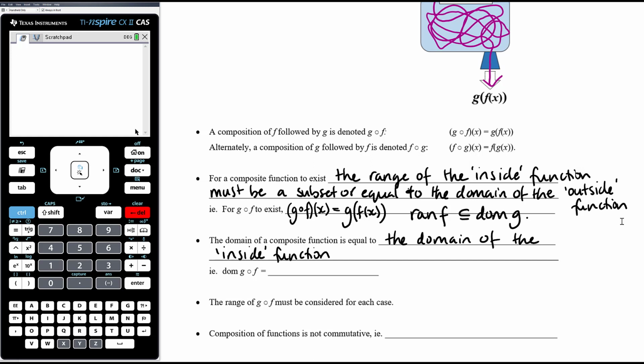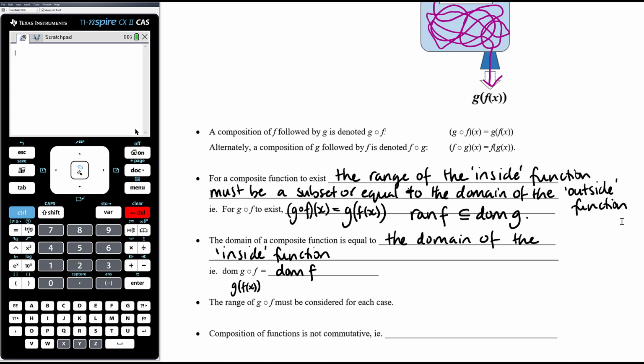So the domain of GOF, remembering that GOF is g of f of x, so f is the inside function, the domain of GOF is just equal to the domain of f. The range of GOF must be considered for each case, so you must think about what domain you started with, and given the rule that you've ended up with for GOF, what that means for the range. So you've got domain and rule, and those things together must be combined for you to think through what the range is going to look like.